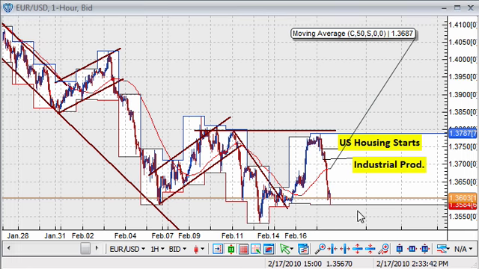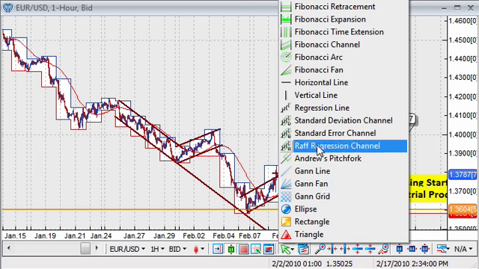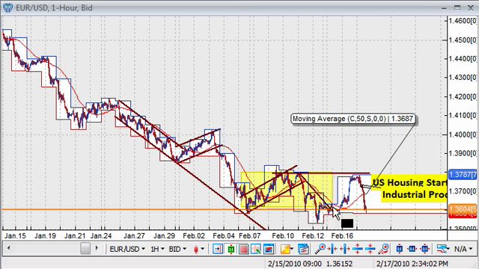Eastern Standard Time. Zooming this pair out, we see we've had a very steady decline in the euro against the dollar, but now we are seeing some sideways trading as perhaps the dollar is consolidating its recent gains. Now we're testing the lower bound of this consolidation zone, and let me highlight it with the rectangle tool. And so if we move below this level, it could be an indication that the greenback could rally further.